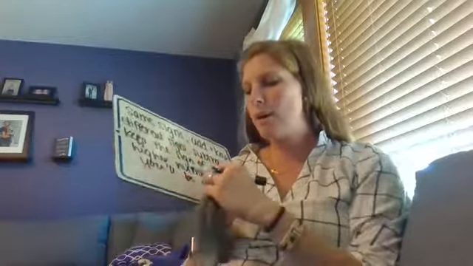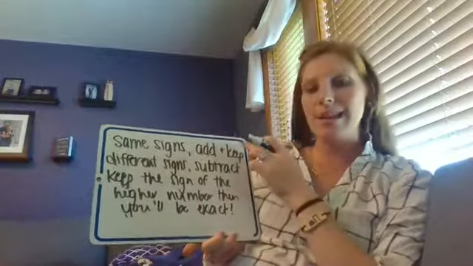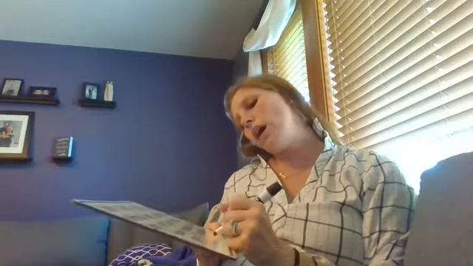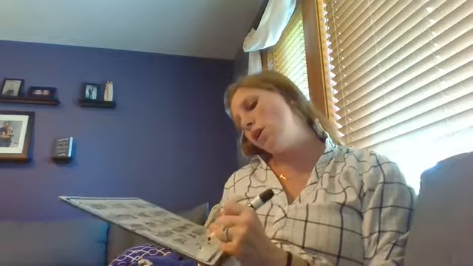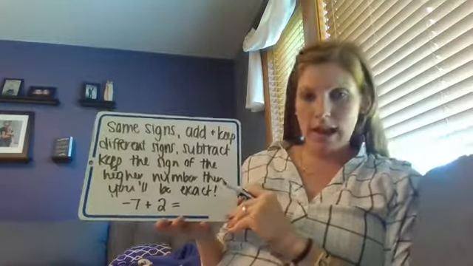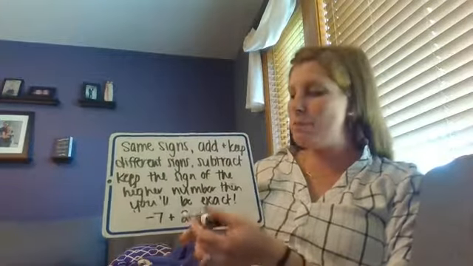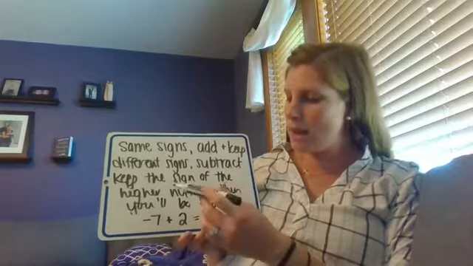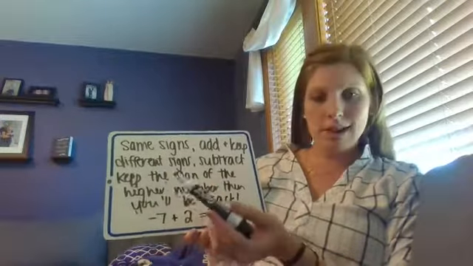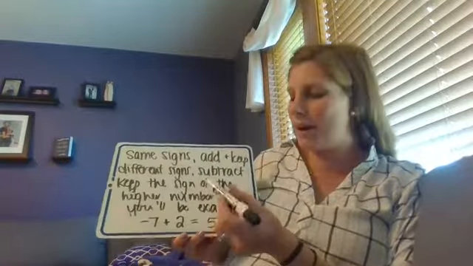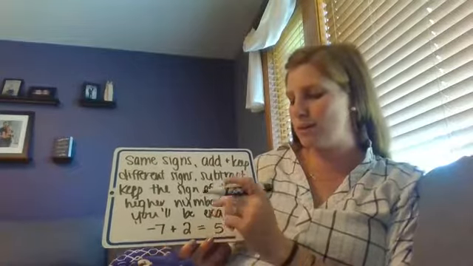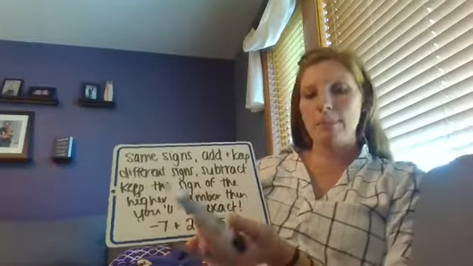Once we get past that part of the song where we've got same signs, add, and keep, then we've got this idea of different signs. So for example, if I have -7 plus 2, when we have different signs, we subtract. So we subtract their absolute values here. 7 minus 2 is 5. And we keep the sign of the number with the greatest absolute value. That's what I'm talking about when I say higher number here. That just flows better with the song. But it's really the higher absolute value.